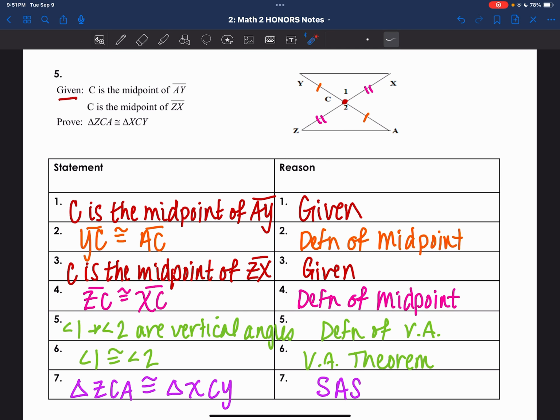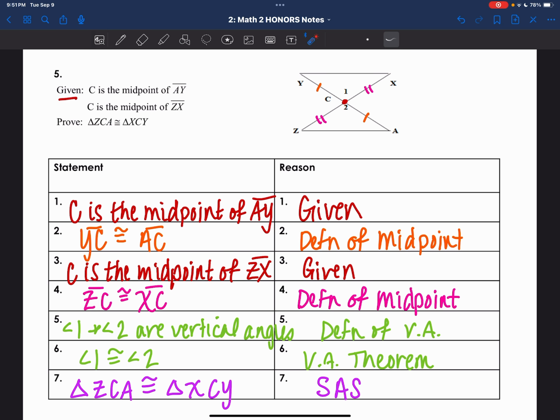All right, we're going to do this one. It's a little bit longer, but it's still the same idea. So given C is the midpoint of AY, so C right here of AY. So that's what I put here. C is the midpoint of AY, and I know that because it's given.